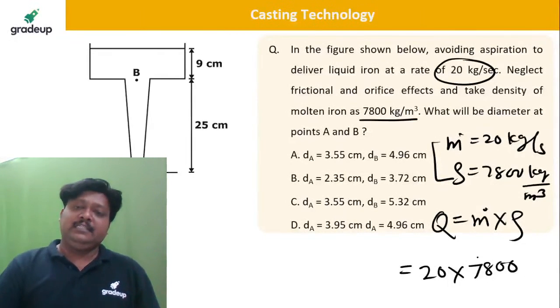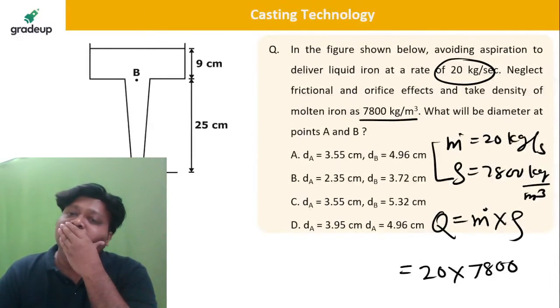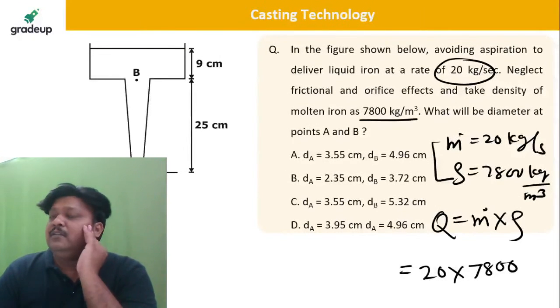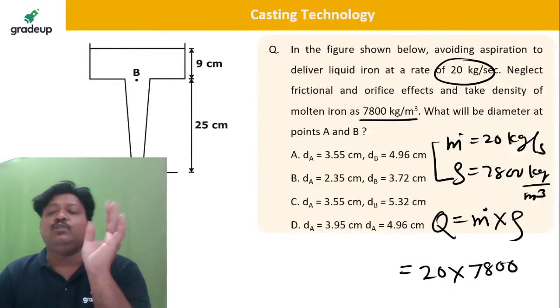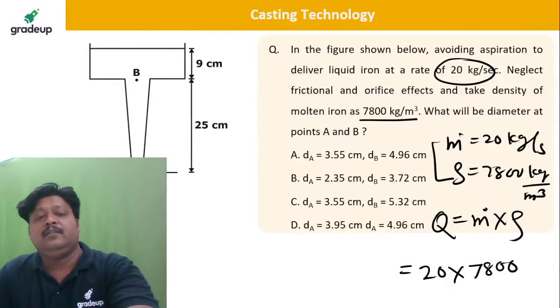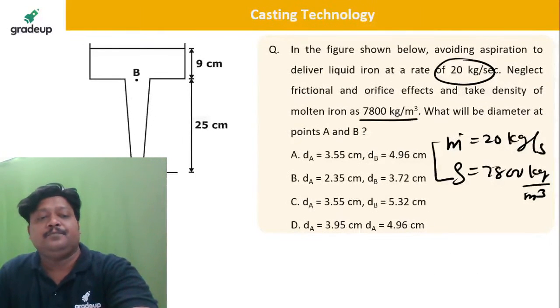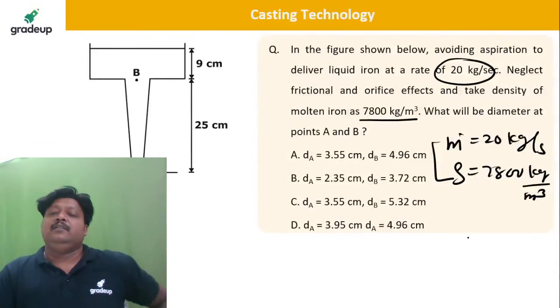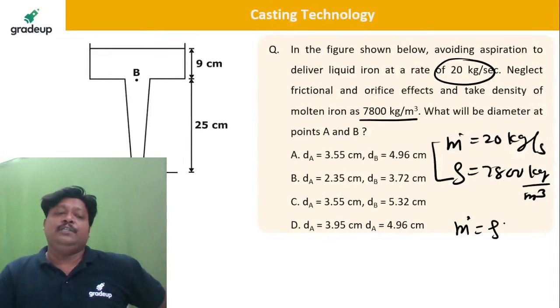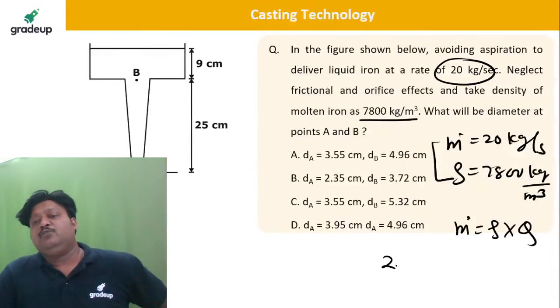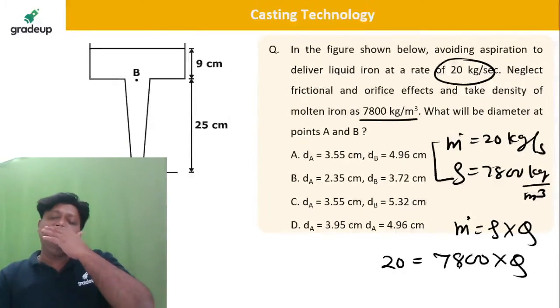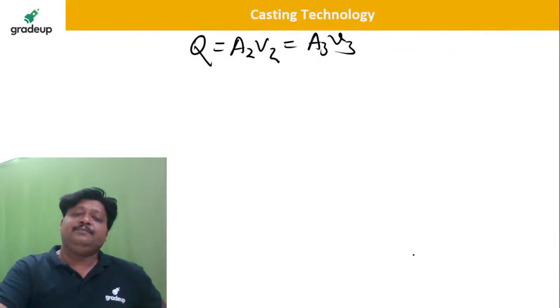Tell me how much is the discharge. Sorry, M dot is equal to rho times Q, that is correct. What is the formula actually? We have learned it in fluid mechanics. M dot is equal to rho into Q. So M dot is 20, equal to rho 7800 into discharge or flow rate, Q. So tell me how much Q discharge you are getting.